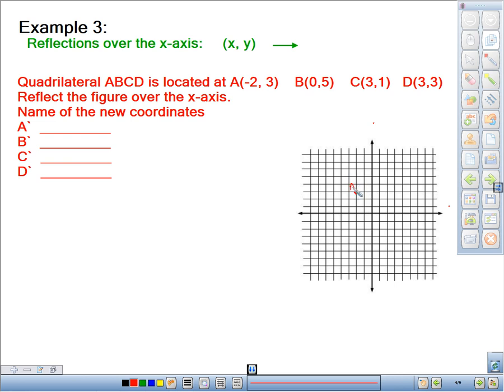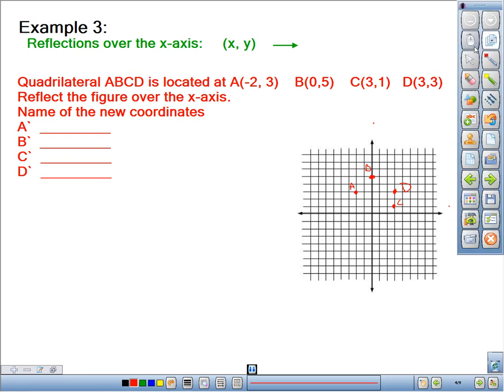So here's A. B will be at 0, 5. So we won't go left or right any, but we will go up, let's see, 3, 4, 5. Okay, so there's point B. C will be at 3, 1. So that's this point right here. And then D will be at 3, 3. Now, technically, you want to have your points named in alphabetical order all the way around. Sorry, just not going to happen here.